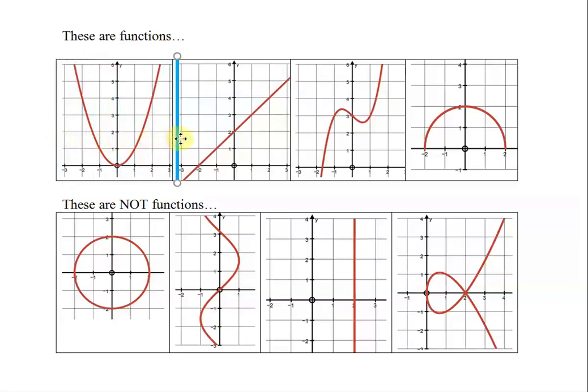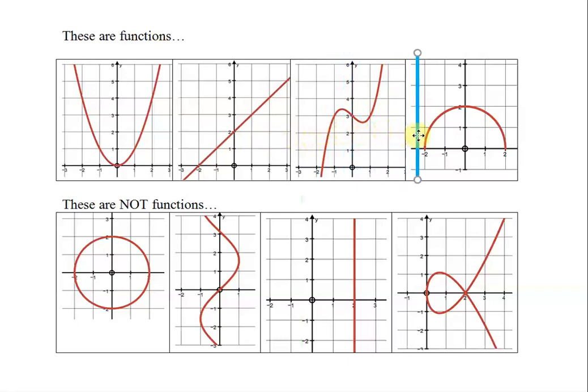The second graph, we do the same thing. We move our vertical line from left to right. We have just one point of intersection all the way along until the end. So once again, that's a function. Our third graph, as we move from left to right, we intersect at one point to the end. So each x value only has one possible y value.